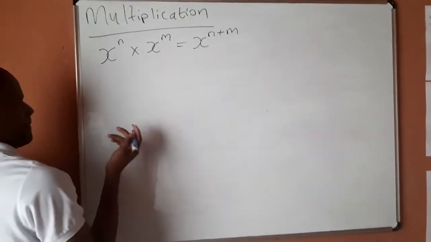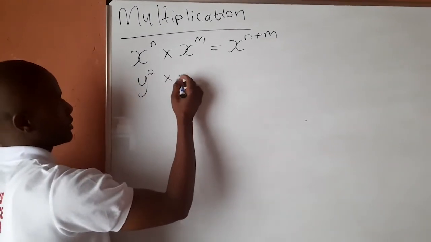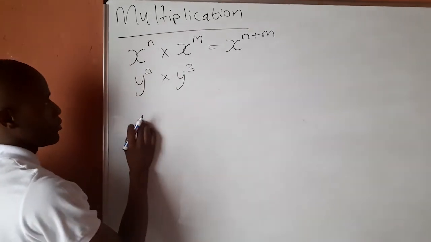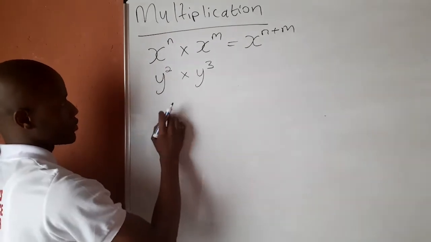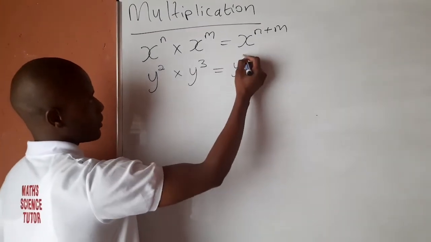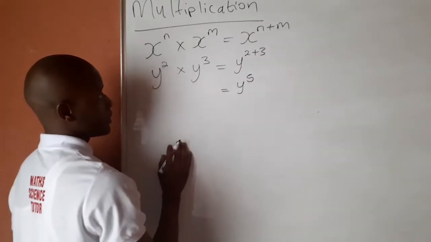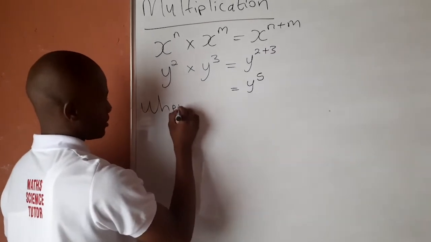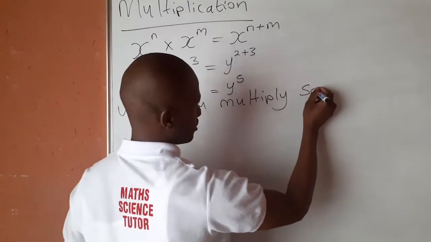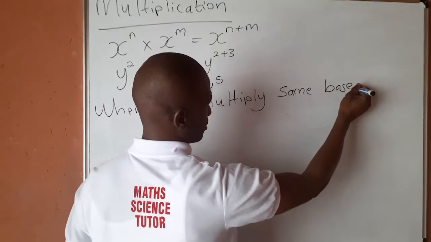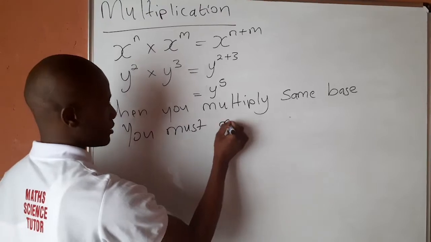So y to the power 2 multiplied by y to the power 3. We're multiplying the same base. We add the exponents. So it's going to be y to the power 2 plus 3, which is the same as y to the power 5. The statement: when you multiply same base, you must add the exponents.